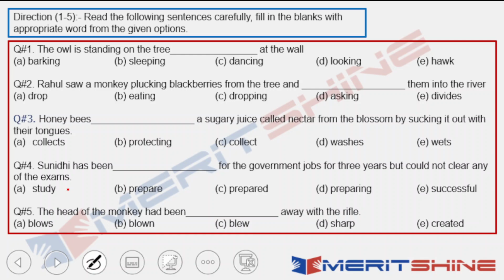I'll have to have an idea of what this sentence is saying. This sentence is saying that the head of the monkey has suffered some kind of damage. So what would go in there? Had been blows, wrong grammar. Had been blown away with the rifle makes sense contextually, also grammatically. Had been blew, wrong grammar. Had been sharp, wrong grammar. Had been created, wrong context. So therefore you have only B as the answer, right?